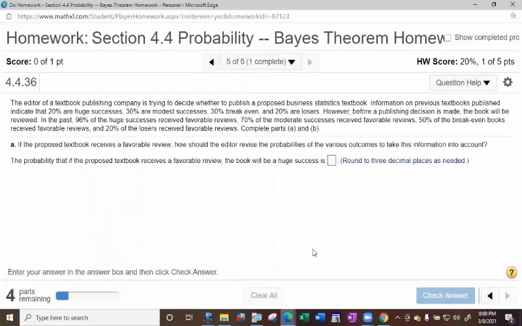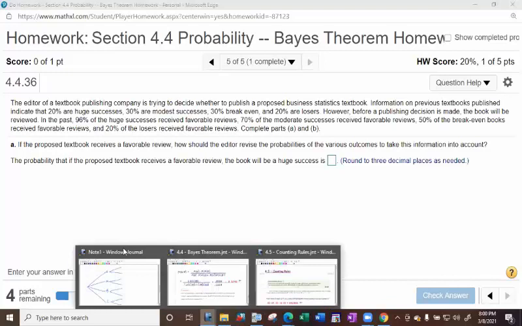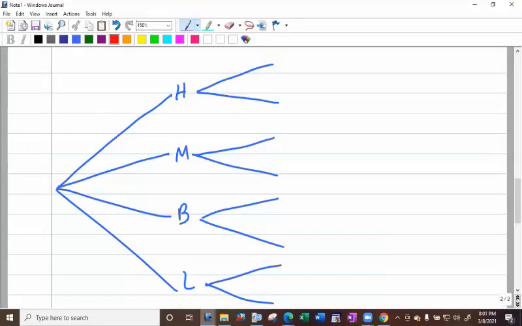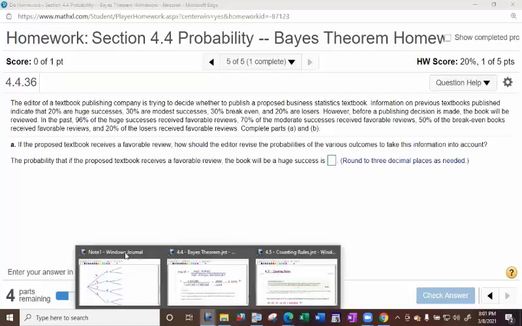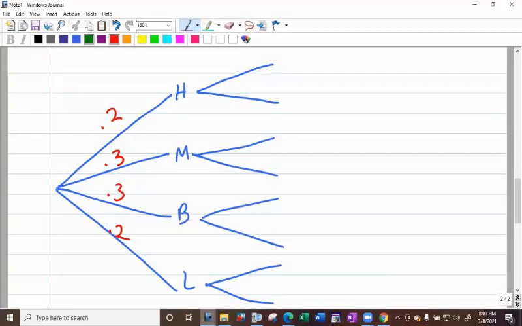All right, let's see. 20, 30, 30, 20. I can remember that. 20, 30, 30, 20. Okay, there's branch 1. And let's see what the other part of this is asking. Favorable, not favorable reviews. So I'll just use F for favorable, and I'll use F prime for not favorable. Okay. Yeah, okay. Oop, I meant to change the color there. That's okay.